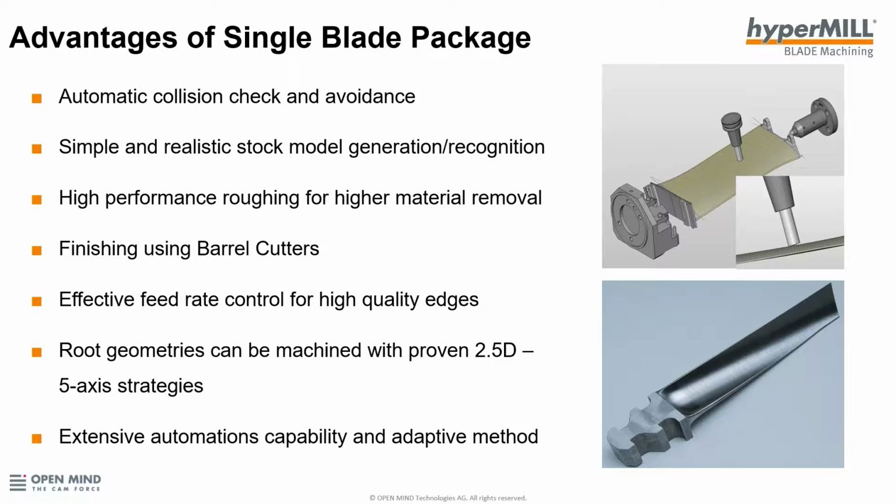Plus, there is possibility to control the feed rates and the RPM for finishing of the leading and trailing edge, which is quite an important and challenging part of machining of these blades, as it can leave marks on those surfaces. Also, the last point, you can see it is possible to do a lot of automation with HyperMILL for machining of single blades, and we'll talk about that in later slides. And we'll also talk about adaptive machining of these blades as well in a separate slide.